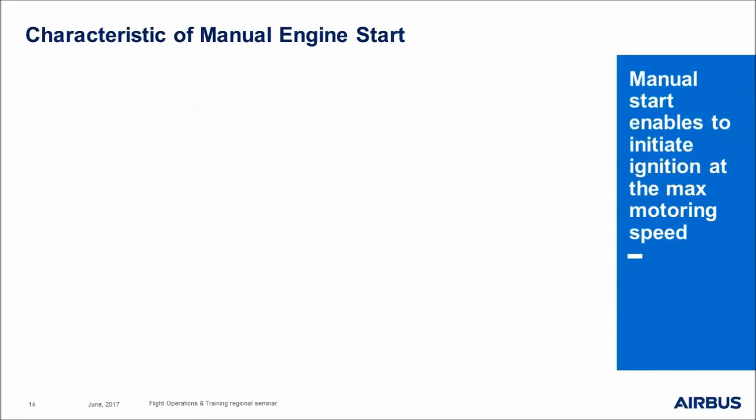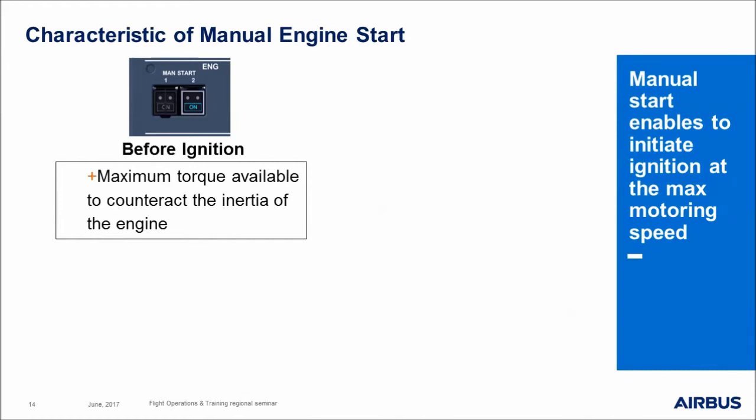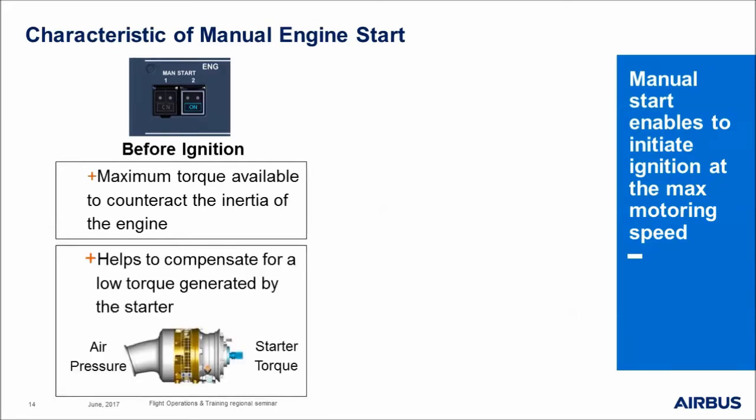The characteristic of manual engine start is to enable the crew to initiate ignition when the maximum motoring speed is reached. The maximum motoring speed provides three advantages. Before ignition, the maximum motoring speed maximizes the torque available to counteract the engine inertia. Before ignition, the maximum motoring speed also helps to compensate for low torque generated by the starter.